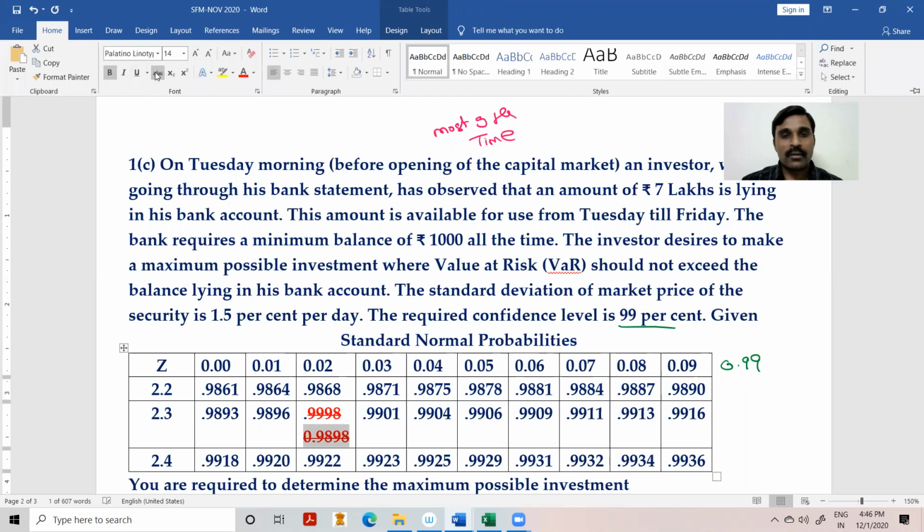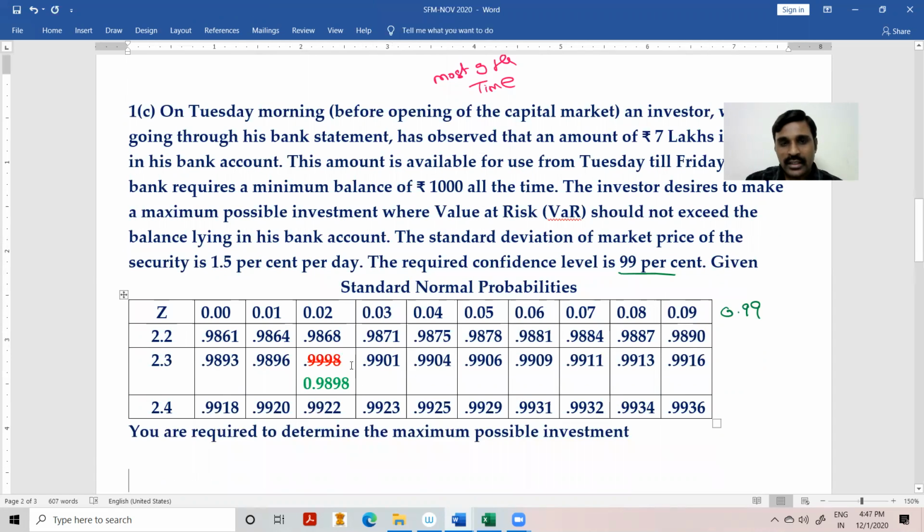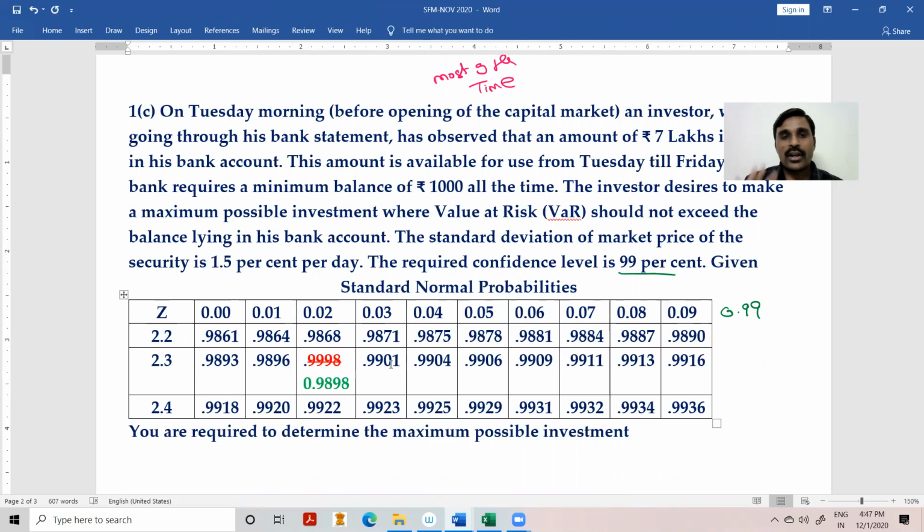Printing error. If you look at the original Z tables, this is what the point is. 0.9898. So this is the 0.99 close figure. I can take the difference between these two. I can do the interpolation, but for that 4 marks, that is not necessary. You'll get approximately the same answer. So according to me, you don't need to waste your time on interpolation for this. Go back to your internal rate of return, and many times you have used interpolation for bond valuation, etc. If you have the time, you can do it, but it is not necessary. You'll get approximately the same answer.